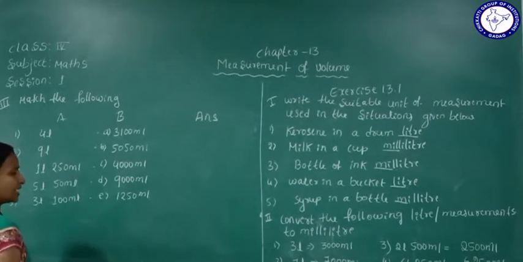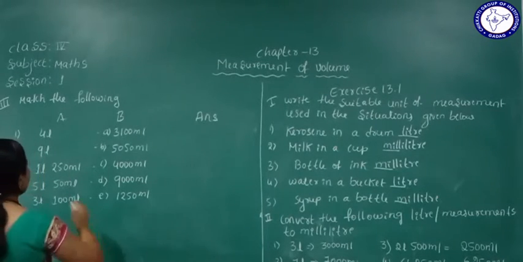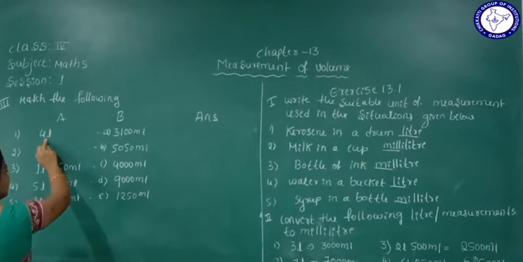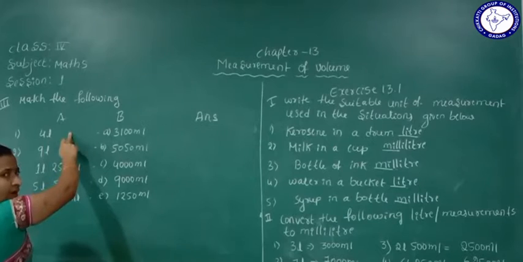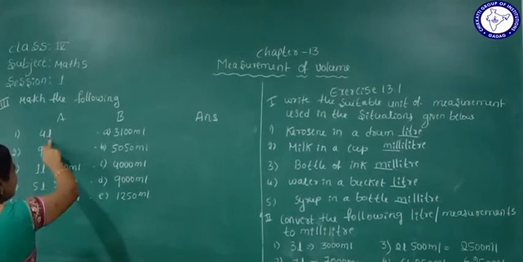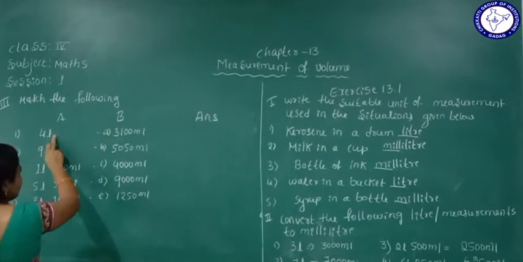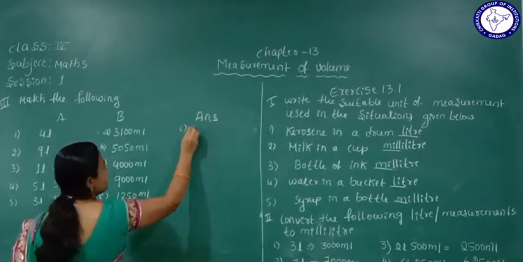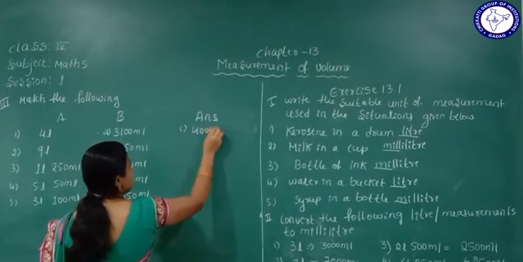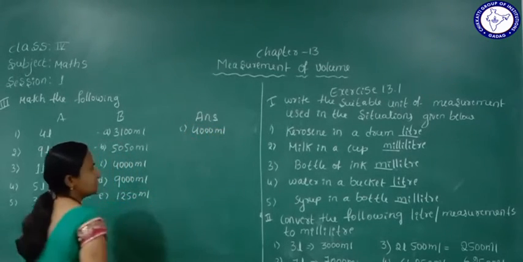See, we will write the answer directly now here. 4 liter means this liter we will be converting into milliliter. So what will we do here? Multiplying by 1000. Yes, we get 4 into 1000, answer 4000. First one answer is 4000 milliliter, that is C.